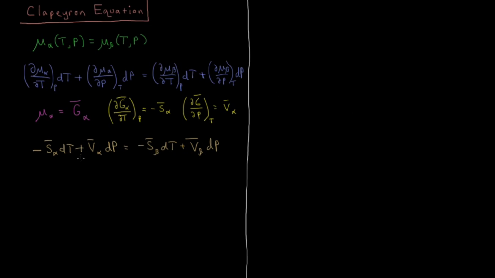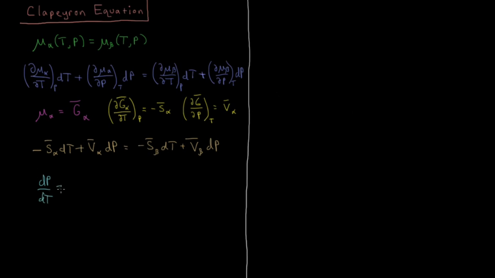And then if you do an algebraic rearrangement of these two sides and solve for dP over dT, you should arrive at the equation which I'm going to write down here. So get the pressures on the same side, get the temperatures on the same side, factor them out, and then divide by dT.